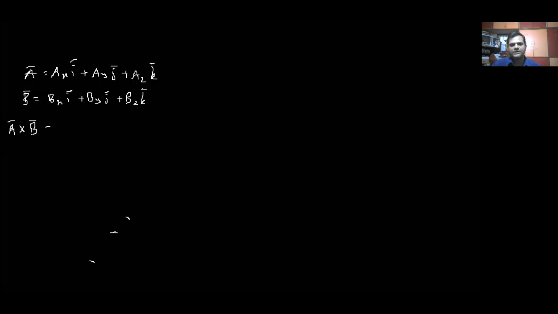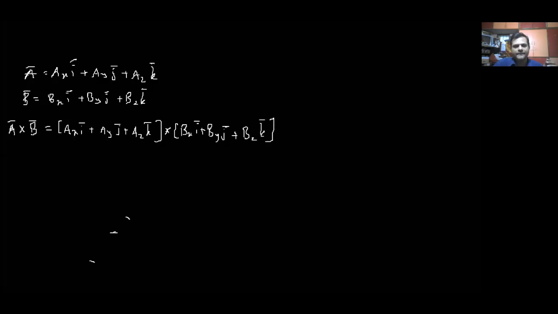तो A bar cross B bar निकालने के लिए पहले हमको A bar और B bar के वैल्यूज यहाँ पे रिप्लेस करने होंगे. तो A bar का वैल्यू रिप्लेस करके आपको मिल रहा है AX I bar plus AY J bar plus AZ K bar, and cross प्रोडक्ट बीच में है. अब दूसरा ब्रैकेट में आ जाएगा BX into I bar plus BY into J bar plus BZ into K bar as it is.